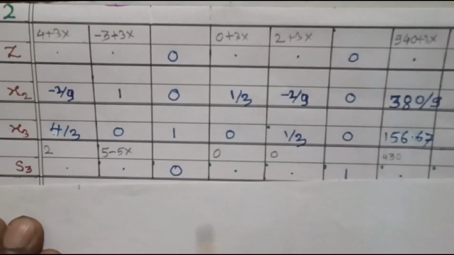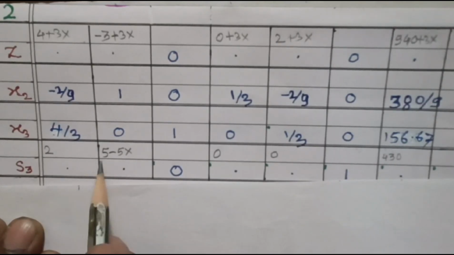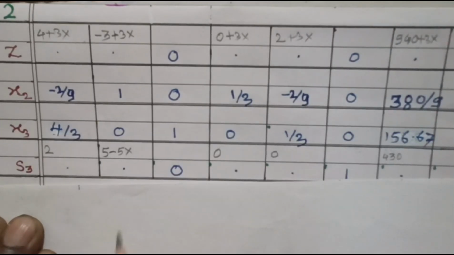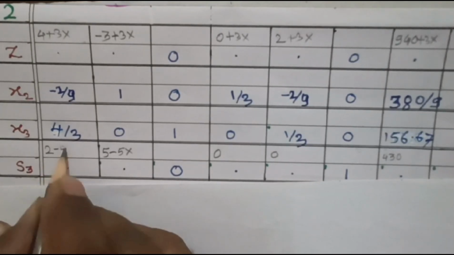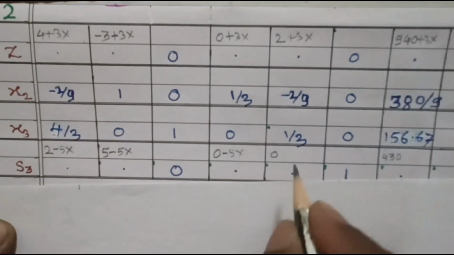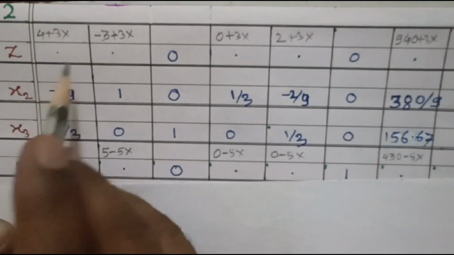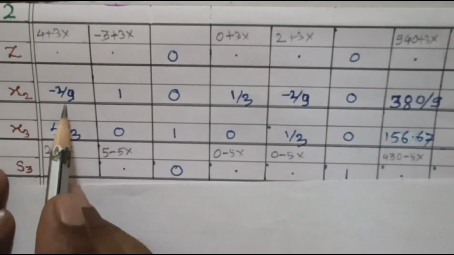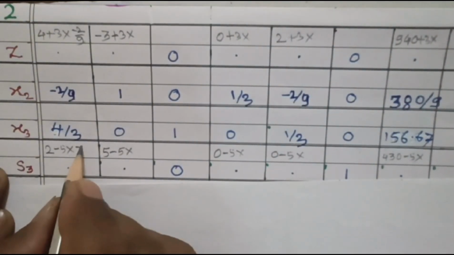Okay, and now here we want this element reduced to 0. So for 5, its opposite number is -5. So 5 minus 5 times, we write -5 times here, also -5 times, -5 times, -5 times. Now consider the first column. The key row element is -2 upon 9. We can write here -2 upon 9, here also -2 upon 9.